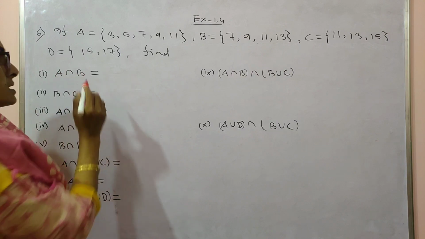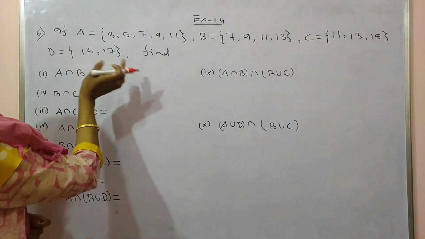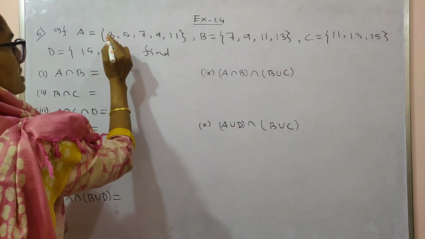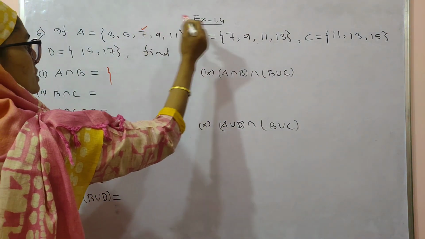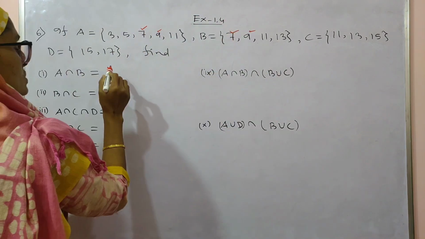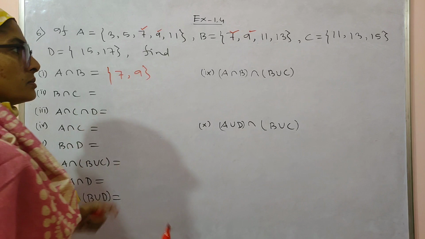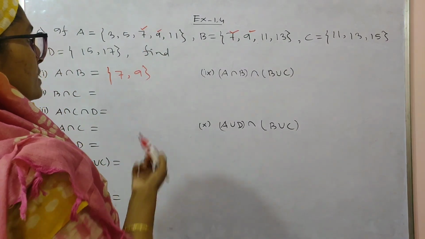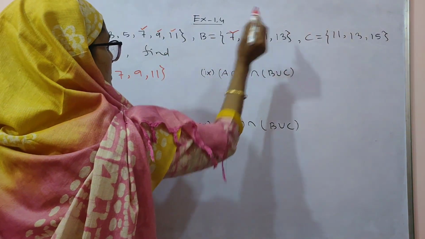Find A intersection B. A intersection B means elements that belong to both A and B. Here 3 is not there, so which are the common elements? First find out which are the common elements. 7, next 9. Both belong to A and B, and 11 also is common.